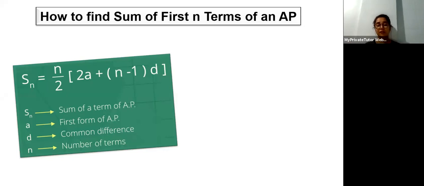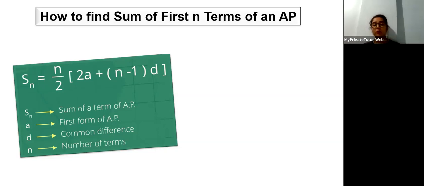Okay, so Sn will be the sum of n terms of an AP. Suppose you have to find the sum of 10 numbers, so S10 will be the sum of 10 numbers, like that. A and D will be the same throughout the chapter. Whichever topic of arithmetic progression you solve, a will be the first term only and d will be the common difference. And n will be the number of terms.